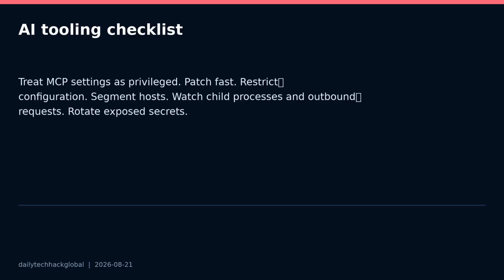Checklist: upgrade n8n, Splunk MCP Server, and Unstructured, restrict MCP configuration, segment automation hosts, monitor child processes and outbound requests, rotate exposed secrets.